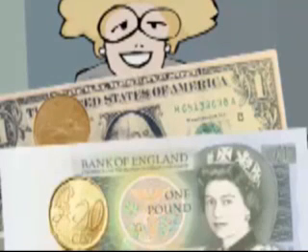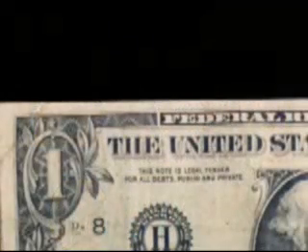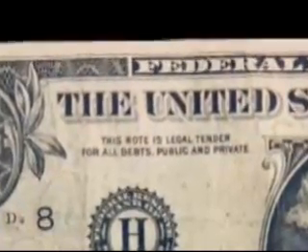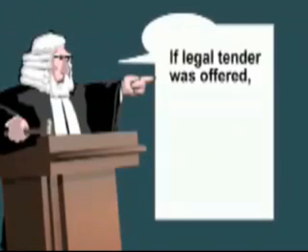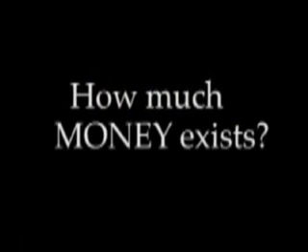Fiat currency is money created by government fiat or decree, and legal tender laws declare that citizens must accept this fiat money as payment for debt, or else the courts will not enforce the obligation. So now the question is, if governments and banks can both just create money, then how much money exists?